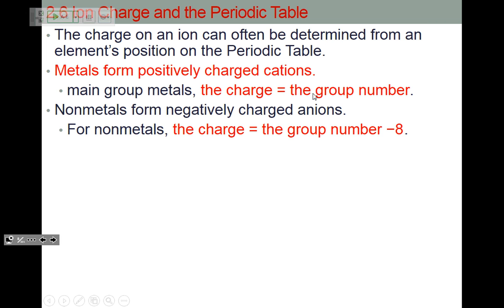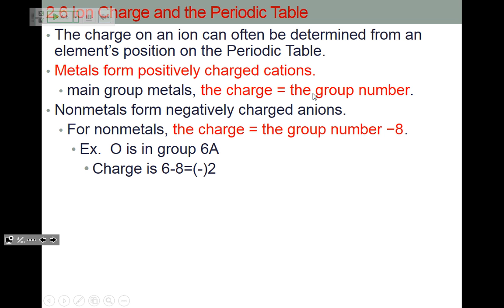As far as our nonmetals, remember all of our nonmetals are in the main group parts. So our nonmetals form negatively charged anions. They gain electrons. The charge, the amount of electrons they gain, we can figure out based on the group number minus 8. And that 8 is going to be really important later on. So oxygen is in group 6A. Taking that 6 minus 8, we get a negative 2 charge. So it gains 2 electrons.